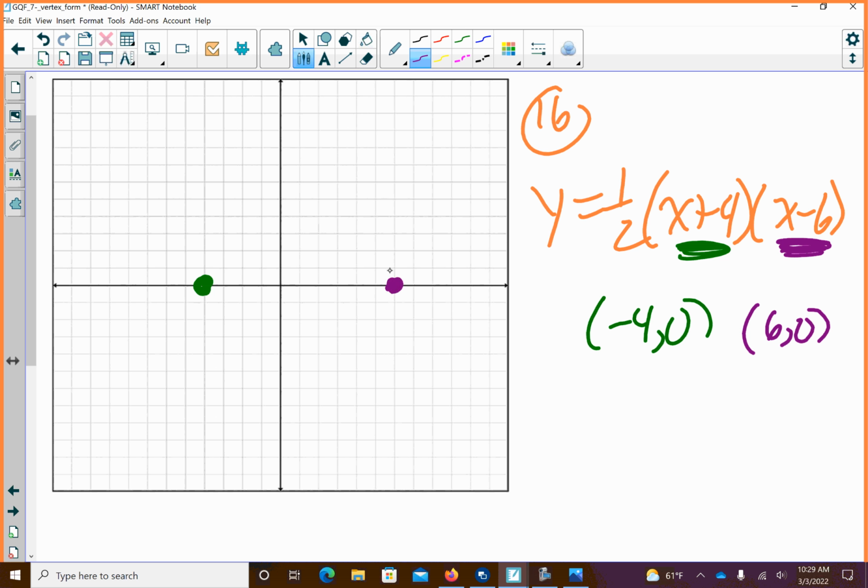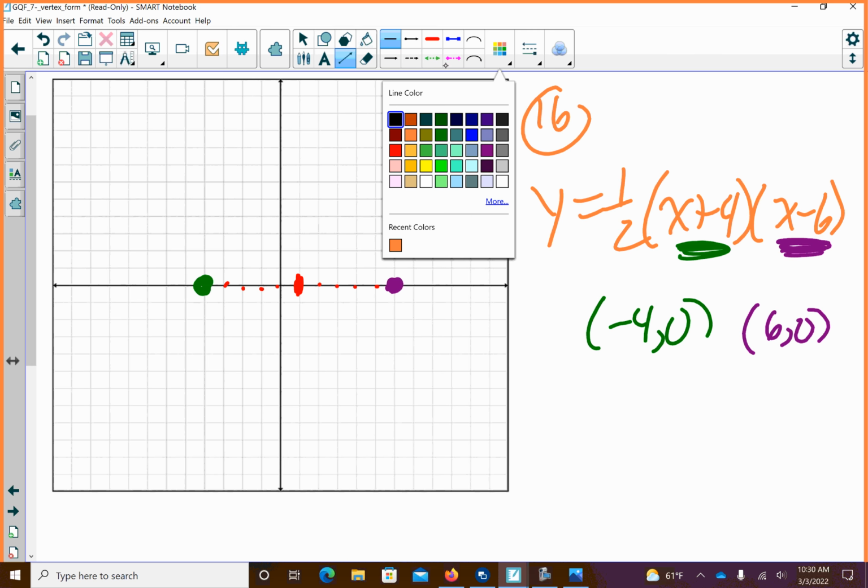So basically the distance between those 2 points, the purple dot is 6 away from the y-axis. The green dot is 4 away from the y-axis. So 4 and 6 add together to give me 10. 10 divided by 2 would be 5. So if I go 5 in, 1, 2, 3, 4, 5, I get to here. If I go 5 this way, 1, 2, 3, 4, 5, I get to the same location, which is good. If you don't get the same location, you made a mistake. So that red dot is going to refer to where the axis of symmetry lives.